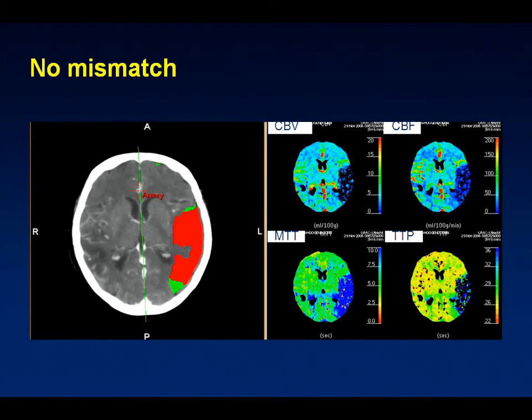Here's a situation where you have no mismatch or almost no mismatch, which basically means the penumbra is not much bigger than the infarct core, so basically this is a patient that will not benefit from thrombolysis. This patient will go on to developing a massive infarction of the middle cerebral artery.